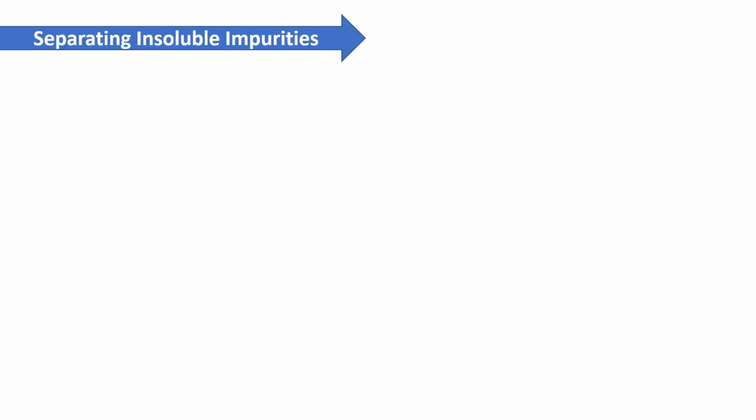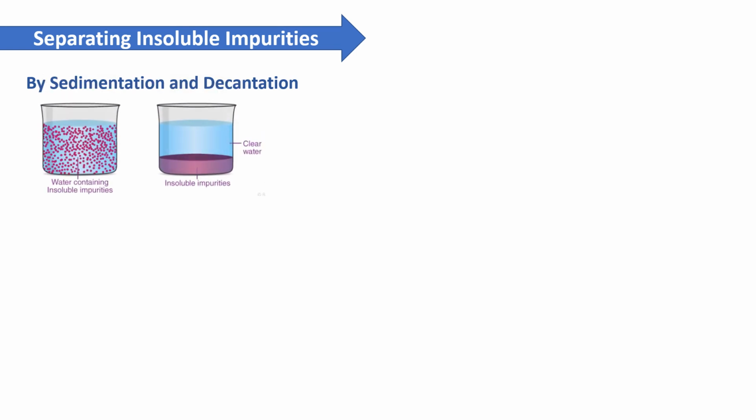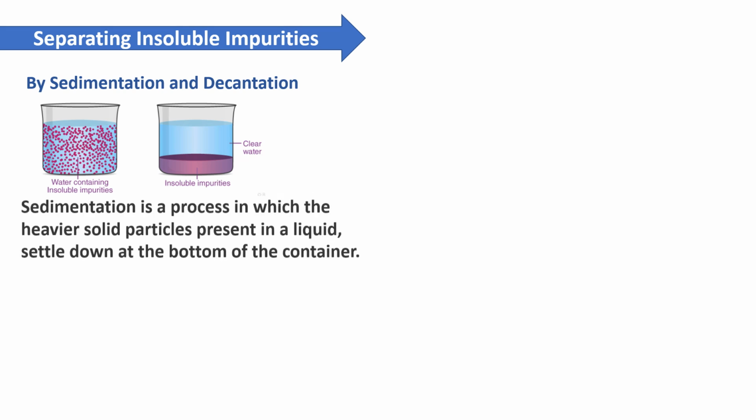Now we'll separate the insoluble impurities. How? For that we have to follow some processes. The first one is sedimentation and decantation. What is sedimentation? Here, if you see in the picture, we have taken some mud water in a glass jar. If we keep that jar on a surface for some time and do not touch it, after some time we can see the insoluble impurities will settle down at the bottom of the jar and the clear water will come up.